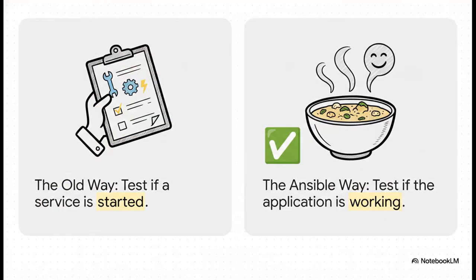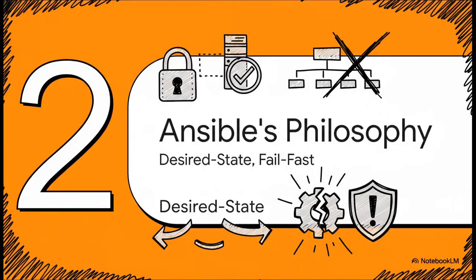Think of it this way, right? You don't test if a chef followed the recipe. You taste the dish to see if it's good. The old way is checking the recipe, verifying that a service is started. But Ansible already guarantees that. That's its job. The Ansible way is tasting the dish, making sure your application at app.com is actually up and responding correctly.